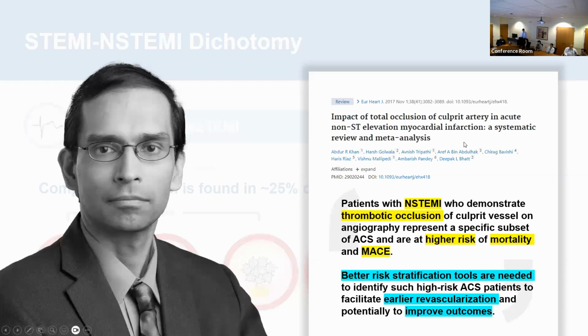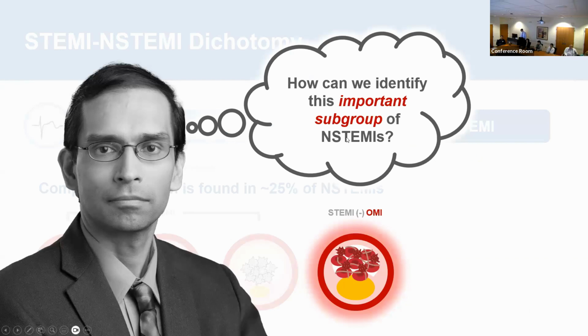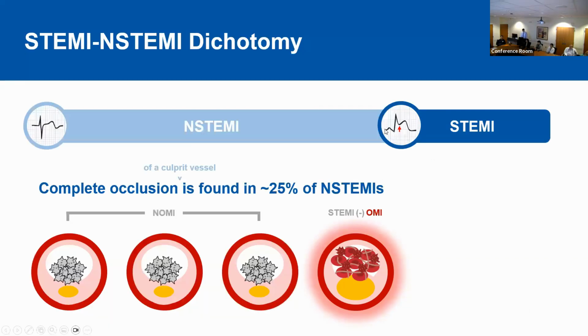So that left the authors of this study, including Dr. Bott, concluding that better risk stratification tools are needed to identify this high-risk subgroup of ACS patients to facilitate earlier revascularization and potentially improve outcomes. And also left him thinking, how can we identify this important subgroup of NSTEMIs?